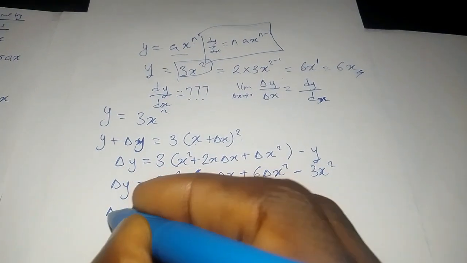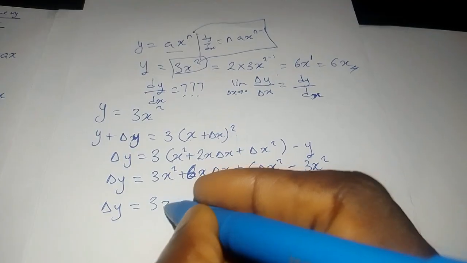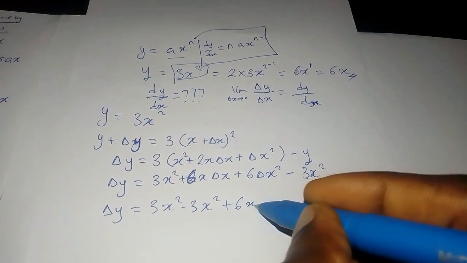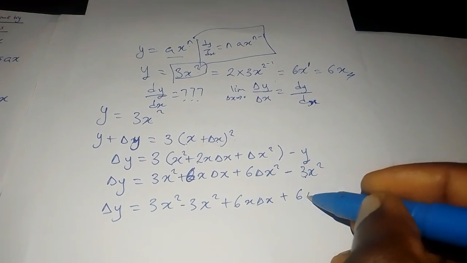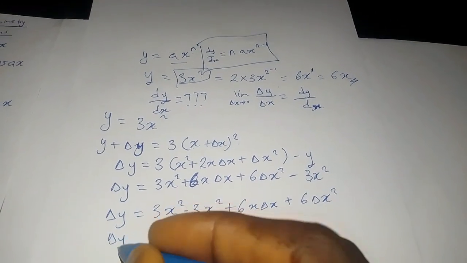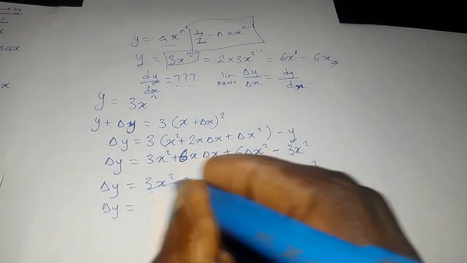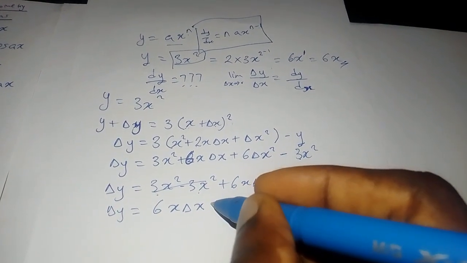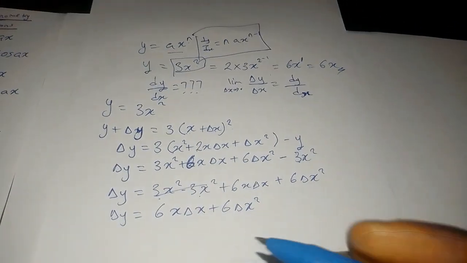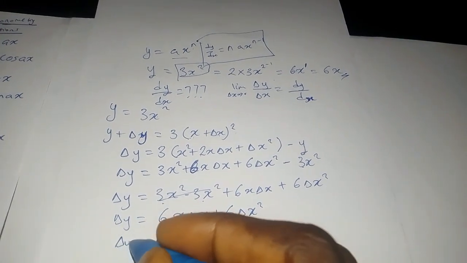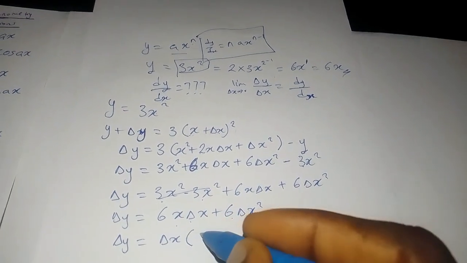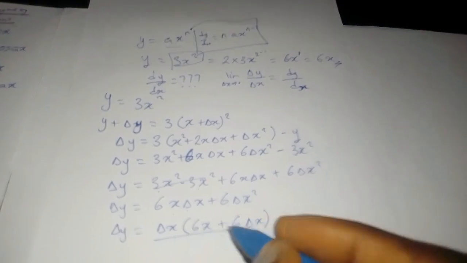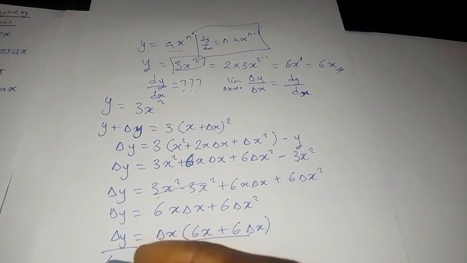From here, change in y is equal to 3x squared minus 3x squared plus 6x delta x plus 6 delta x squared. So delta y is equal to 3x squared minus 3x squared, that's 0. What I'm left with is 6x delta x plus 6 delta x squared. From here, delta x is common to both, so I can factorize it. Delta y is then equal to delta x into bracket 6x plus 6 delta x. So divide all through by delta x.